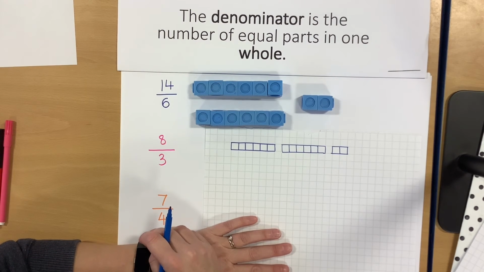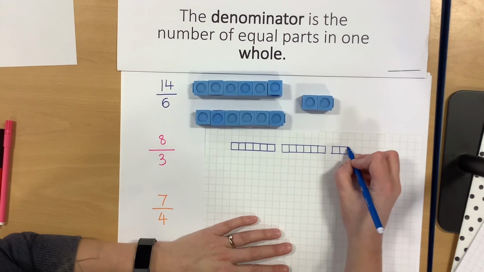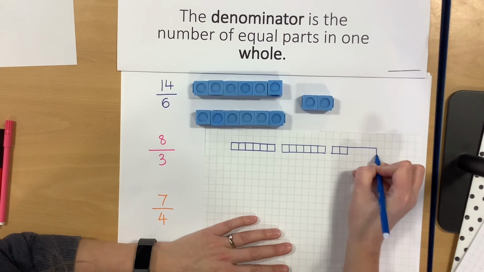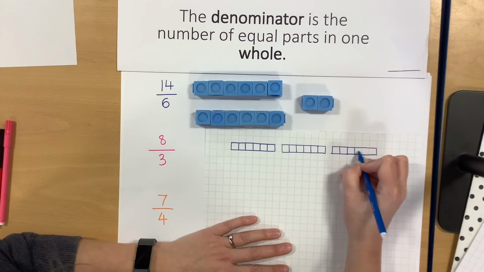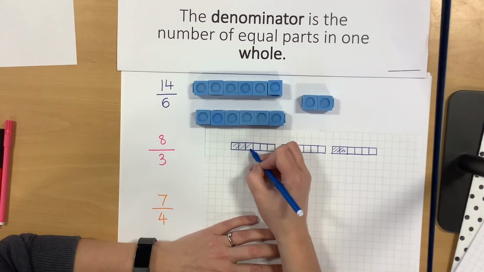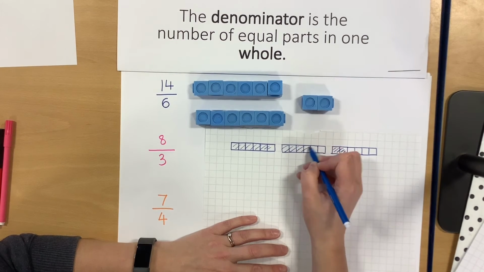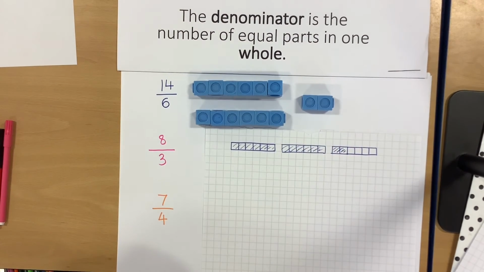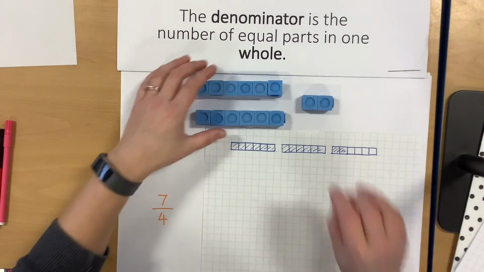We could draw it by shading. If I'm going to shade in the pieces, I actually need to make sure that this shape has got 6 parts as well, but I'm only going to shade in 2 of them. So it could look like this. Okay, let's do another one and then you can do some yourself.